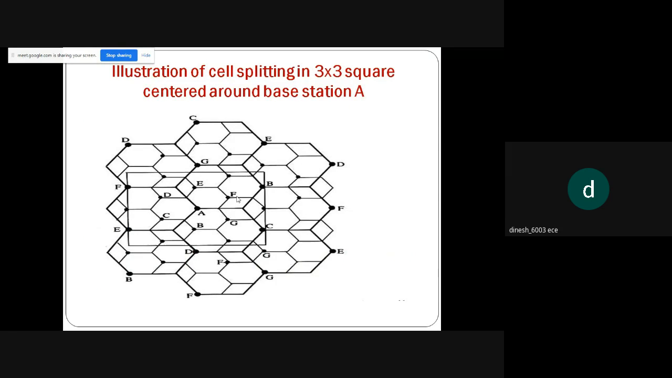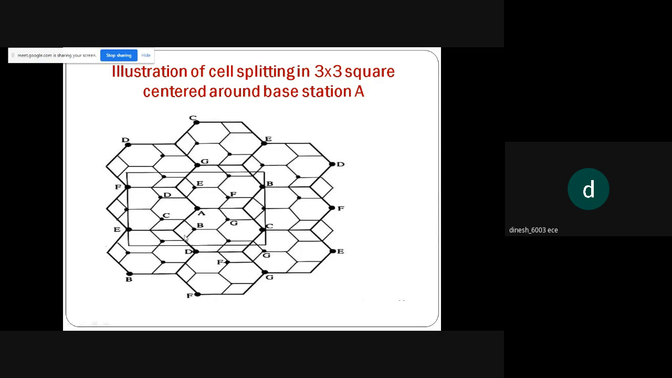So this is an illustration of cell splitting in 3x3 centered around a base station. A is the base station being provided. So 3x3, again it is being merged, with D, C, B, G, F, E inside it. If you see this in a 3-dimensional view, it will be easier to understand.